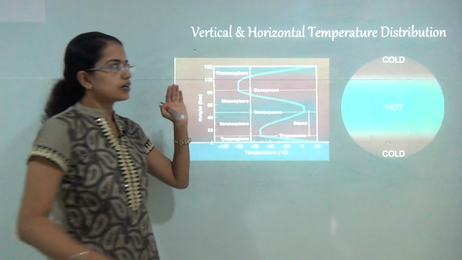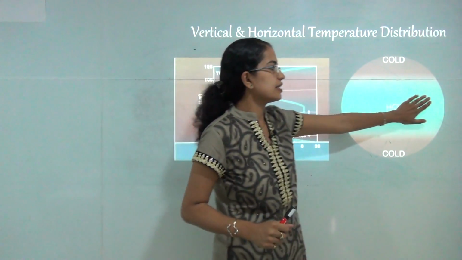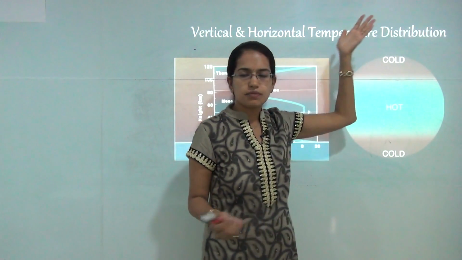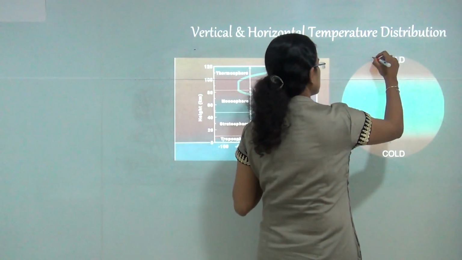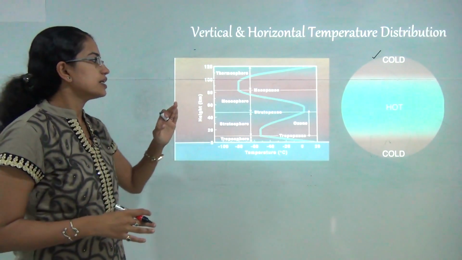And then across the horizontal distribution, I can say in the equatorial region you have hot temperature, and as you move towards the polar areas the temperature becomes cold, and that I can say is a very simple classification to explain the horizontal distribution of temperature.